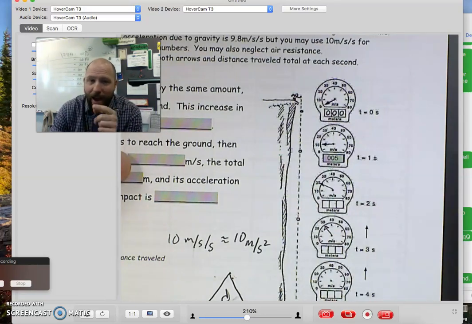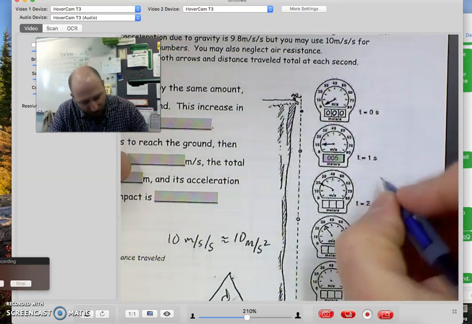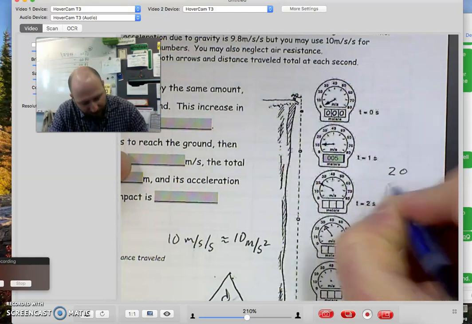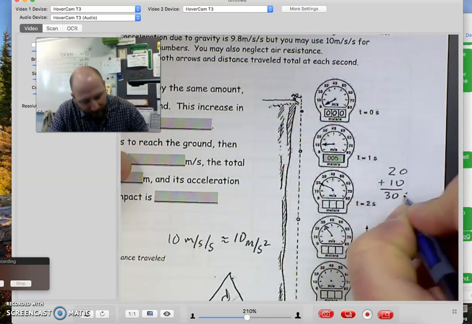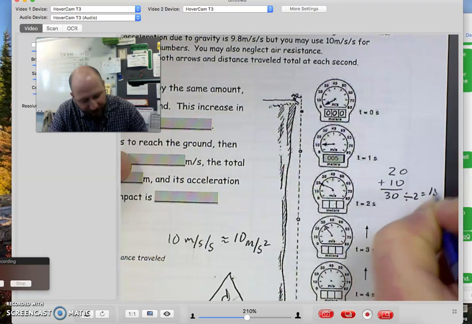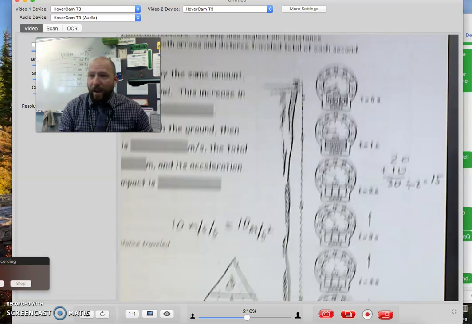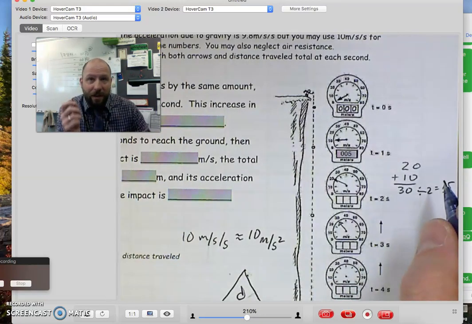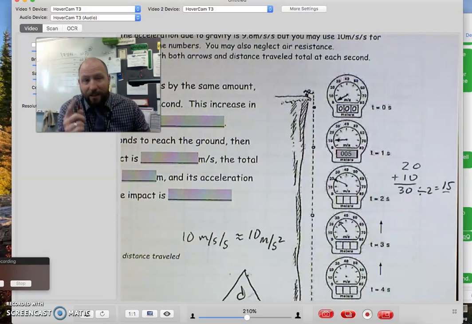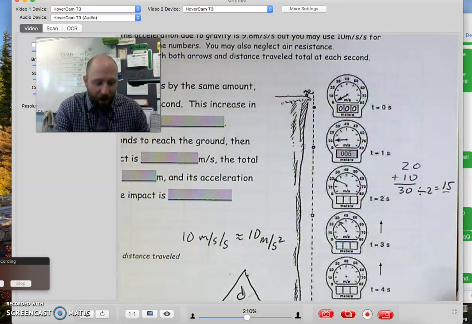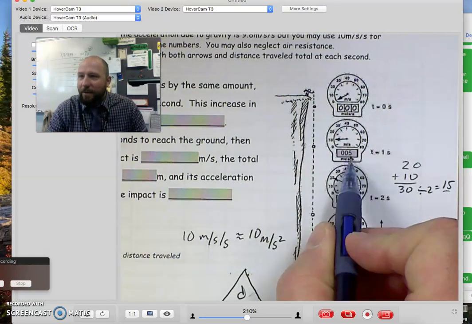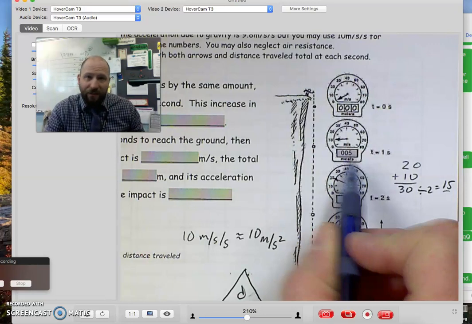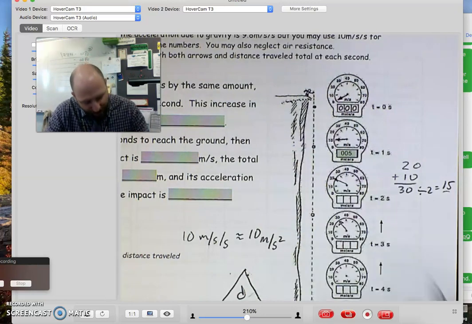How did I do that? I added 10 plus 20 to get 30, and then I divided by 2. So speed was 20 plus 10, 30, divided by 2 is 15. So now I know that if I have an average speed of 15 meters per second, and it's going to go 15 meters per second on average for 1 second, that distance traveled is going to be 15 times 1, or 15. But how far have we already gone? That's where the 5 meters comes into play. So what's 5 plus 15? You got it, class. 20.